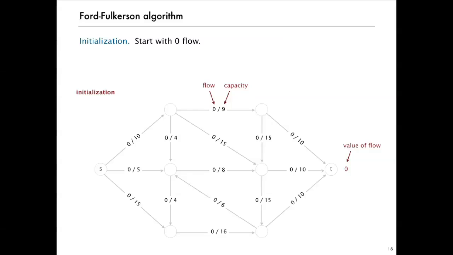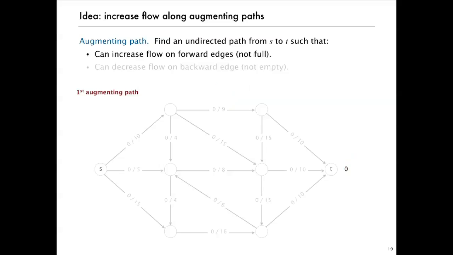To get started, we're going to look at a general scheme for solving max flow min-cut problems known as the Ford-Fulkerson algorithm. It dates back to the 1950s. The idea is to start with no flow anywhere. So we initialize all edges to have flow 0. And then find any path from S to T so that you can increase the flow along that path.